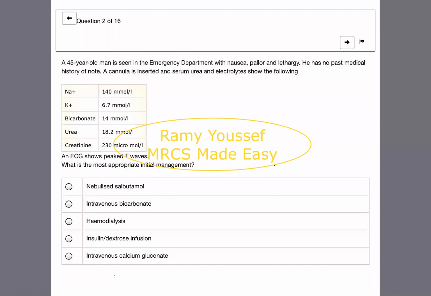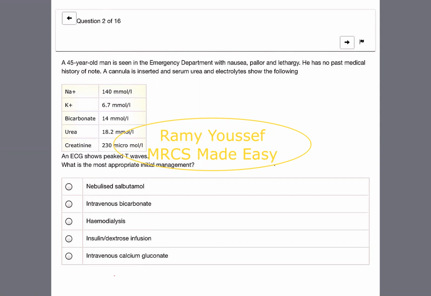A 45-year-old man is seen in the emergency department with nausea, pallor, and lethargy. He has no past medical history of note. A cannula is inserted and serum urea and electrolytes show the following. Sodium 140 millimole per liter, not less. Potassium is more, 6.7 millimole per liter. Bicarbonate is 14 millimole per liter. Urea is 18.2 millimole per liter. Creatinine is 230 micromole per liter. And the ECG shows peaked T waves. So it's due to hyperkalemia. What is the most appropriate initial management?